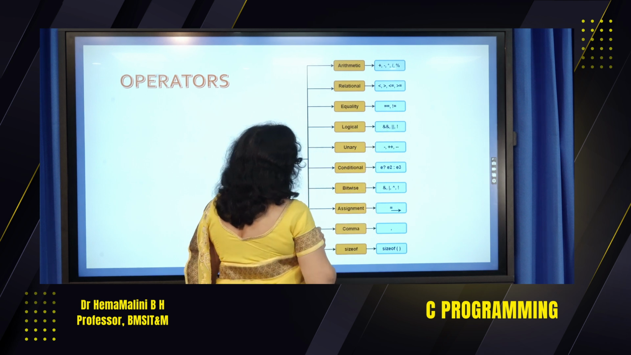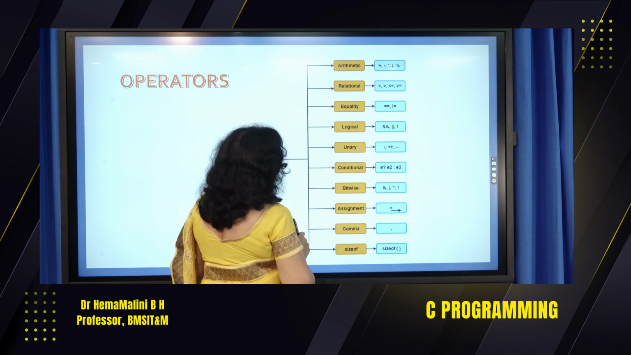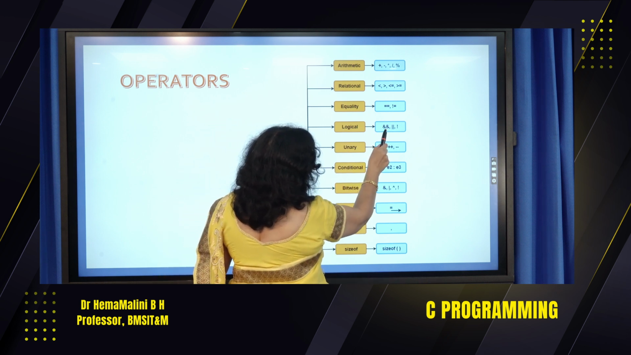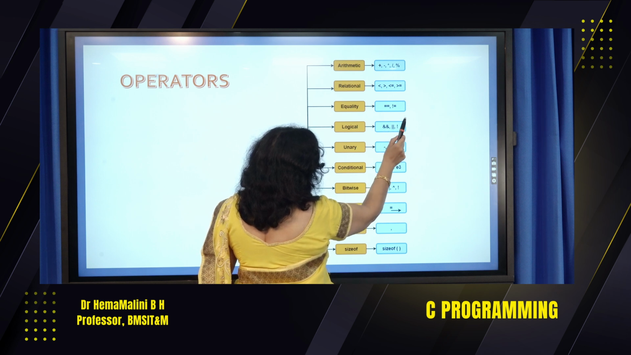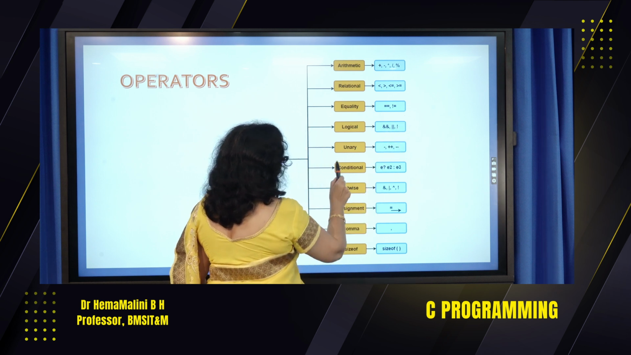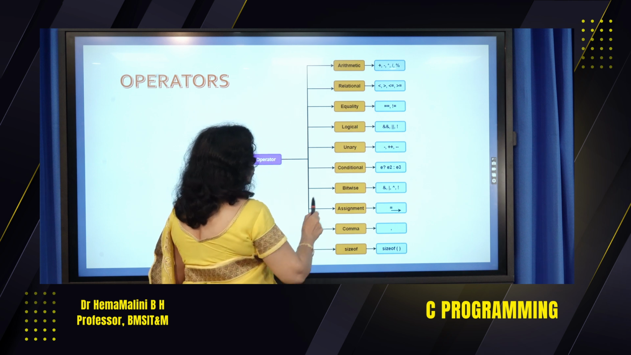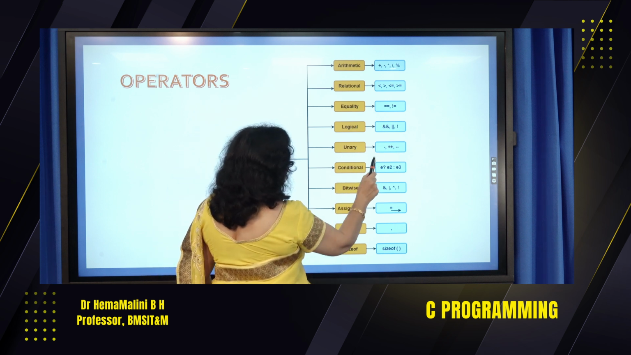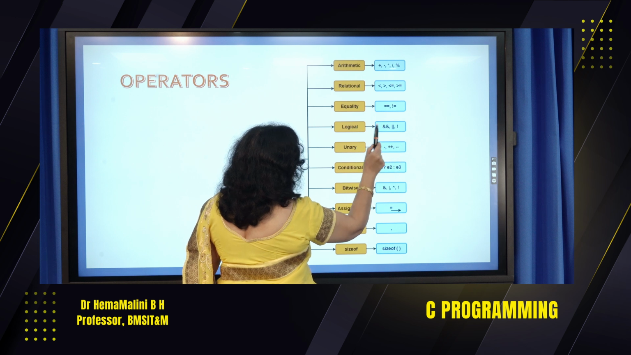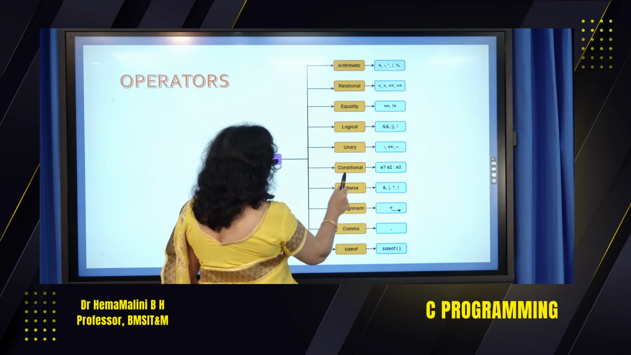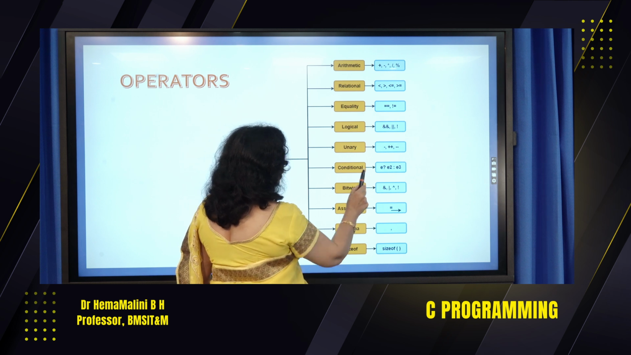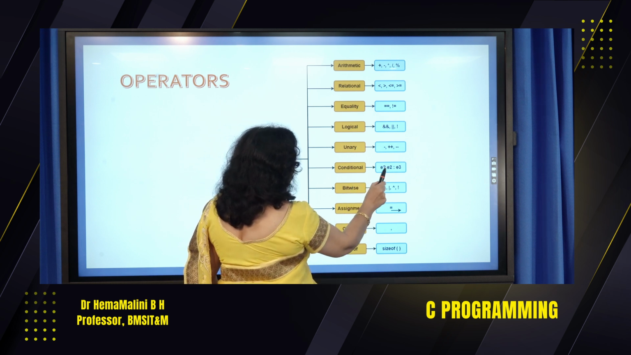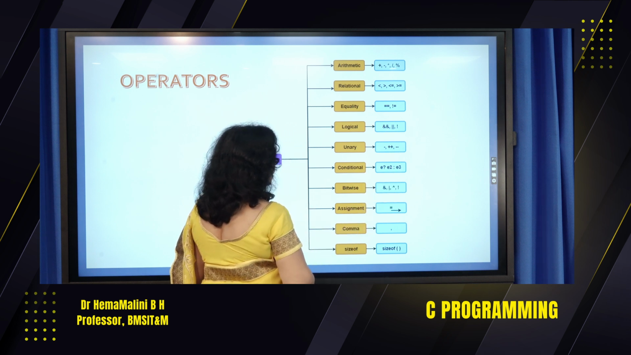This shows inequality. Logical operator, it could be ampersand, that is logical and, logical or, which is a pipe character, logical not. Unary operators could be unary minus, increment operator, decrement operator. Conditional operator, this is also called as ternary operator, which has a question mark. If this is true, this is the true alternative, else this is the false alternative.